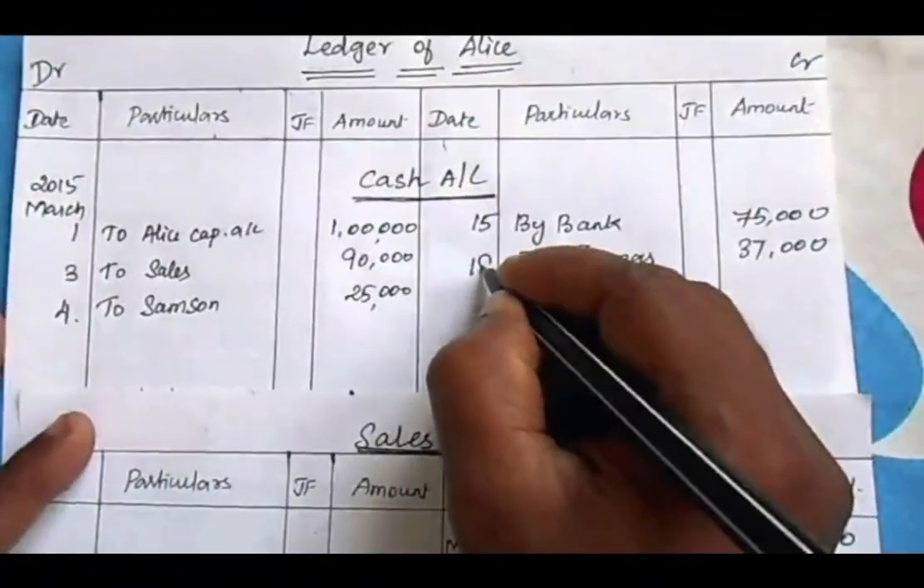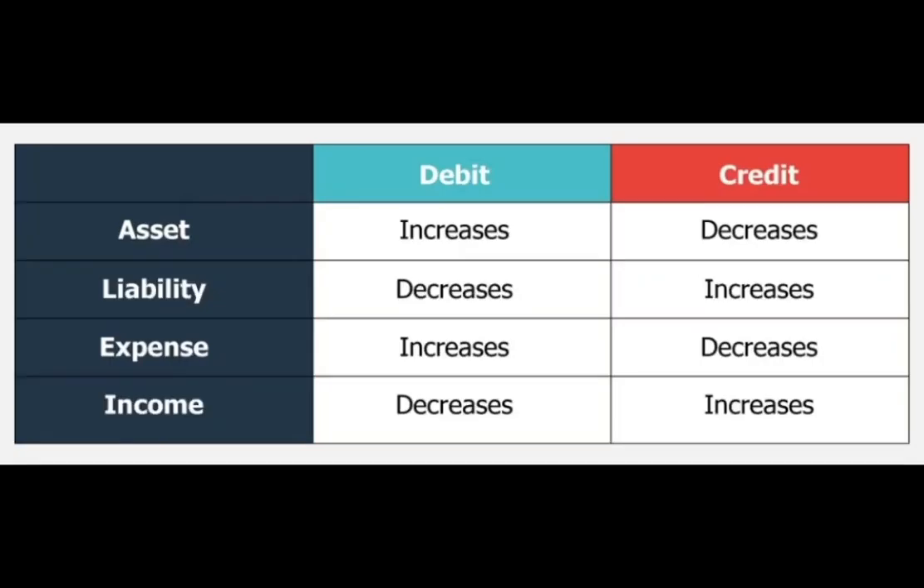A debit, abbreviated as DR, is recorded on the left side of an account. It generally increases assets and expenses while decreasing liabilities and income. On the other hand, a credit, abbreviated as CR, is recorded on the right side of an account. It generally increases liabilities, capital, and income while decreasing assets and expenses.